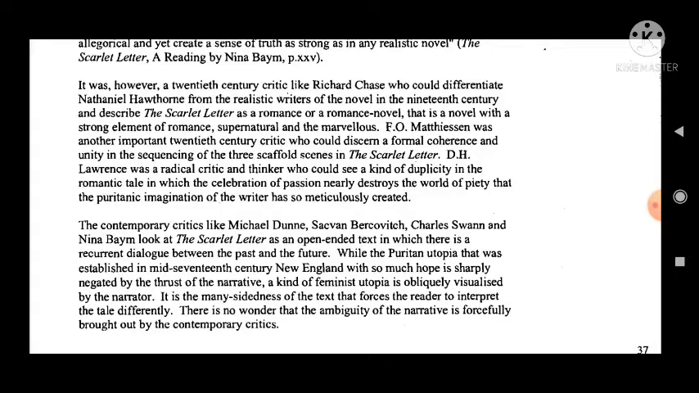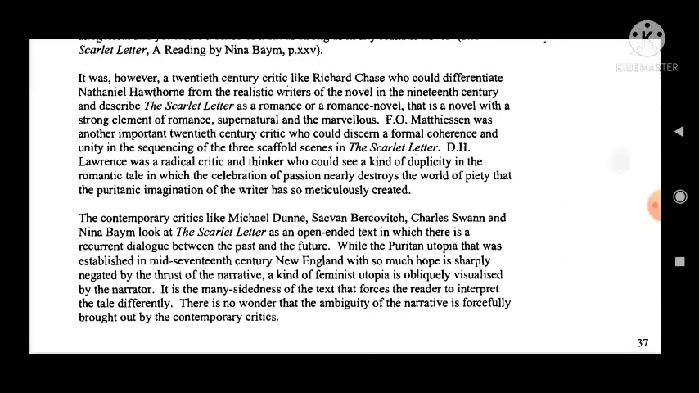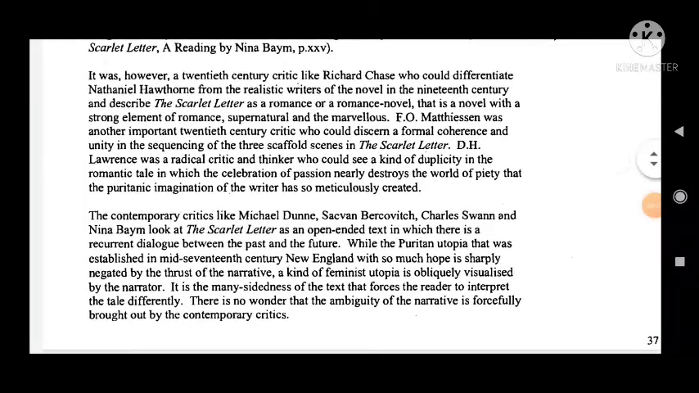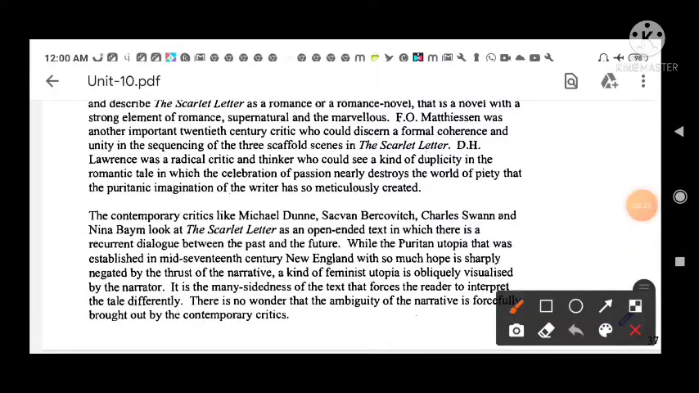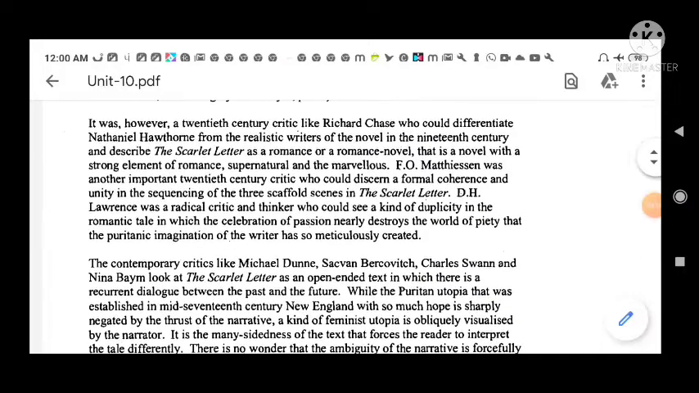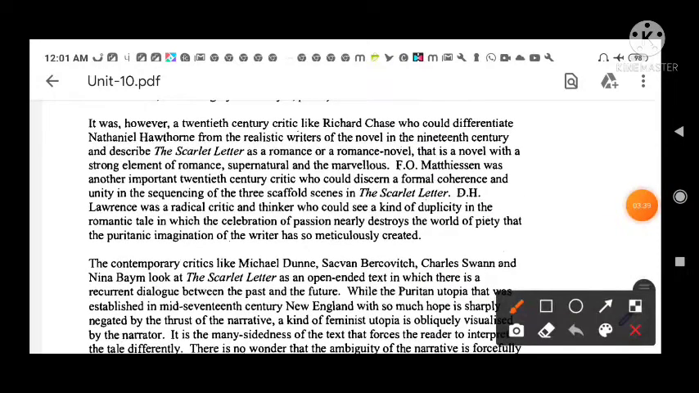So here the question arises: who described The Scarlet Letter as a romance or a romance novel? Here you can say the answer is Richard Chase.